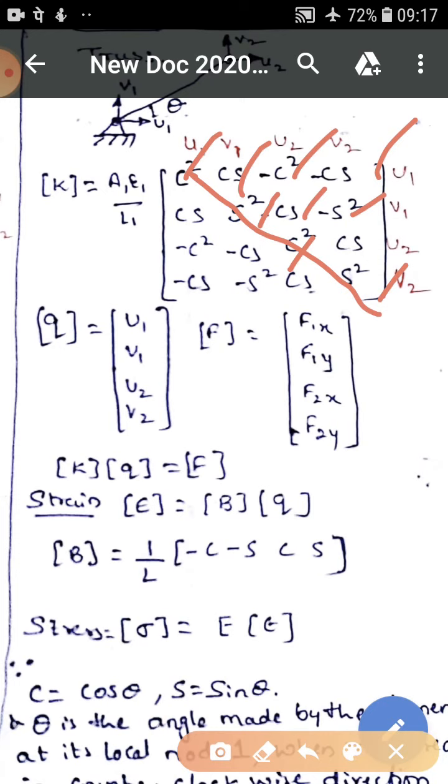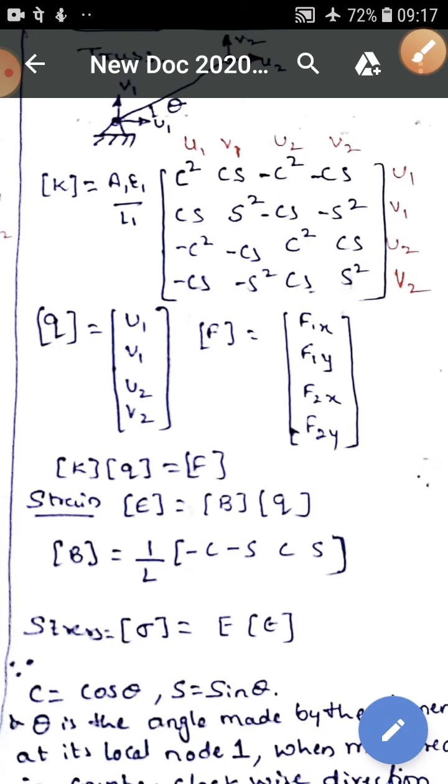What is C square and what is CS? To know this, these are terms called cos theta and sin theta. If the books have referred to the displacements as q1 q2, they might have used the notation L and M. L is nothing but cos theta, M is nothing but sin theta.